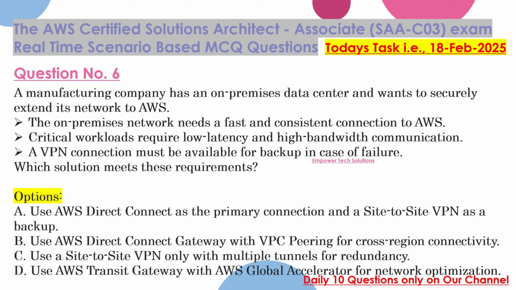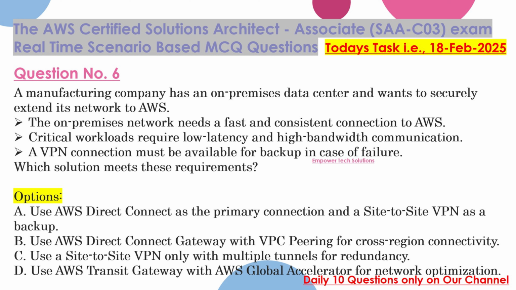Question 6. A manufacturing company has an on-premises data center and wants to securely extend its network to AWS. The on-premises network needs a fast and consistent connection to AWS. Critical workloads require low latency and high bandwidth communication. A VPN connection must be available for backup in case of failure. Which solution meets these requirements?